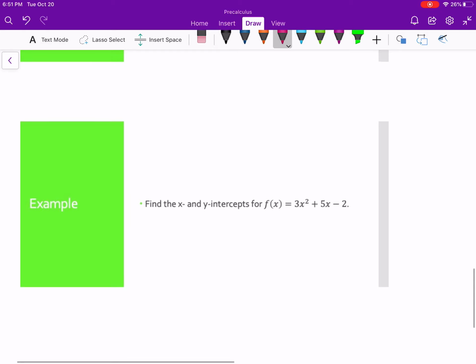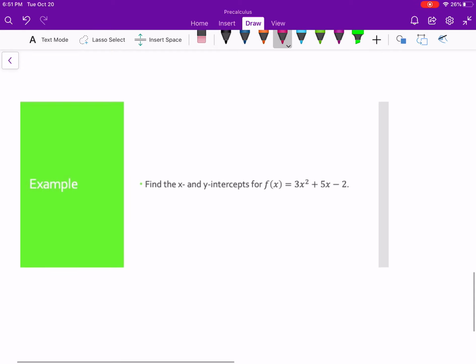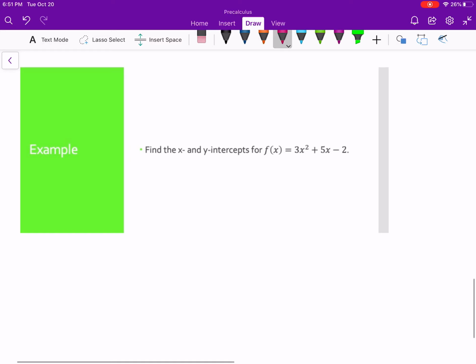All right, and last thing, finding x and y intercepts. The y-intercept on this one's pretty easy. When it's in this form, your y-intercept is just this number. So the y-intercept is negative 2. Easy enough. And then we want to look at our x-intercepts. That means we want f of x to be equal to 0. So we need to figure out what value of x makes it 0.